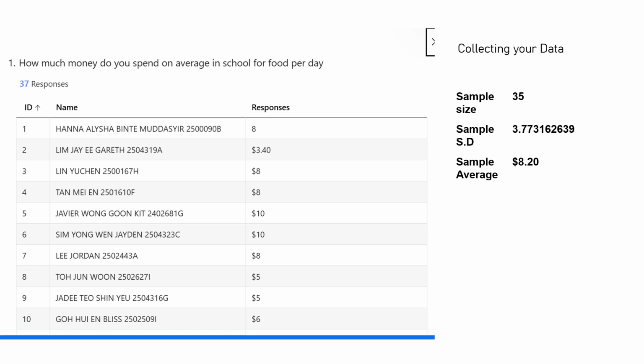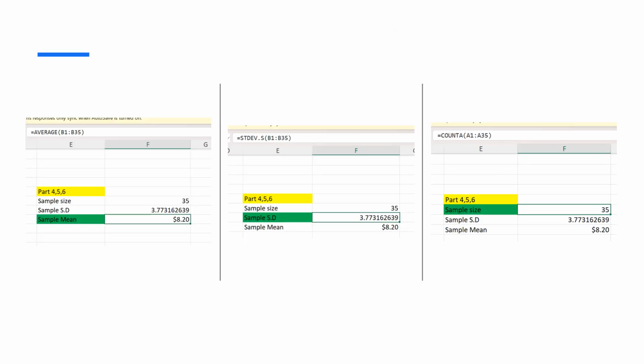Okay, so for the collection of my data, I did a Google form, and the topic on it was how much money do you spend on average in school for food per day. So I found 35 people to do this, and my sample deviation afterwards was 3.77, and my sample average was $8.20. Alright, so this page is just proof for you to see that I used Excel to find the sample size, sample standard deviation, and sample mean.